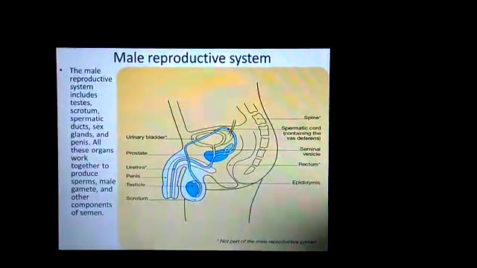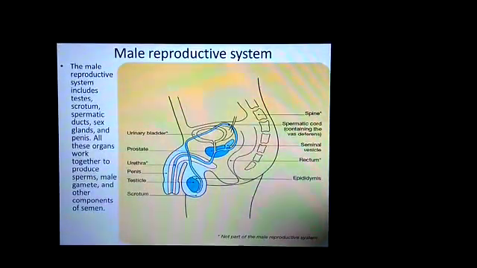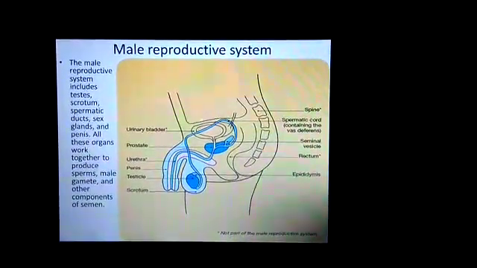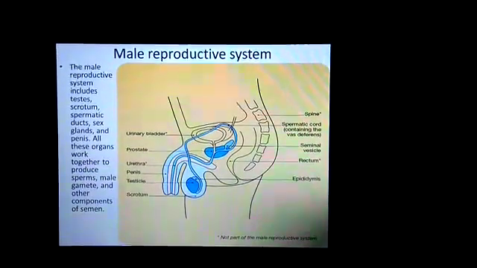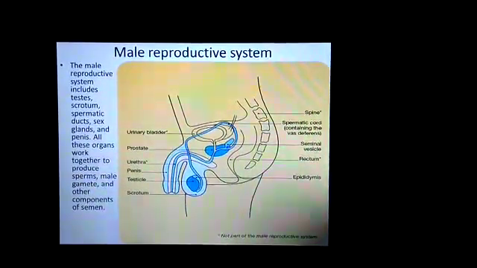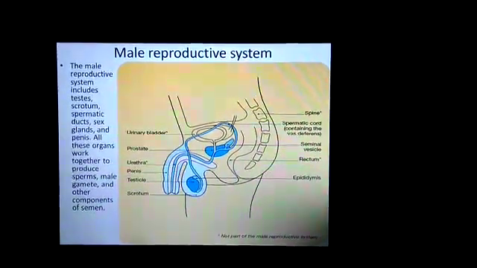Now the next is the male reproductive system. The male reproductive system includes testis, scrotum, spermatic duct, sex glands and penis. All these organs work together to produce sperm, that is the male gamete, and other components of semen.